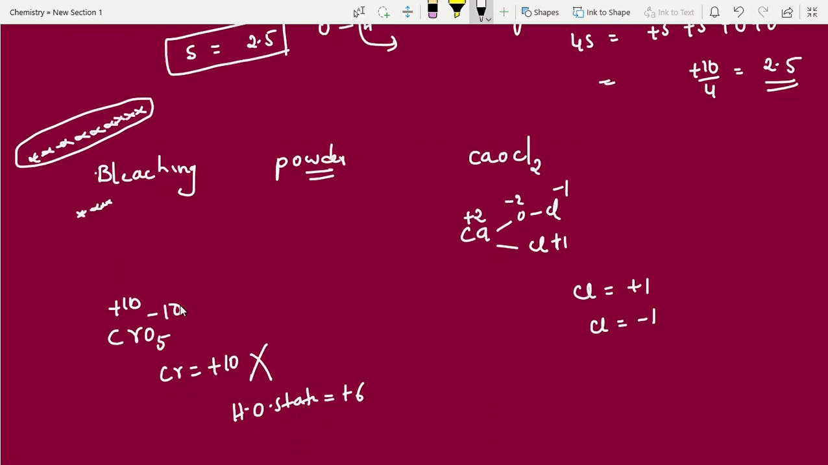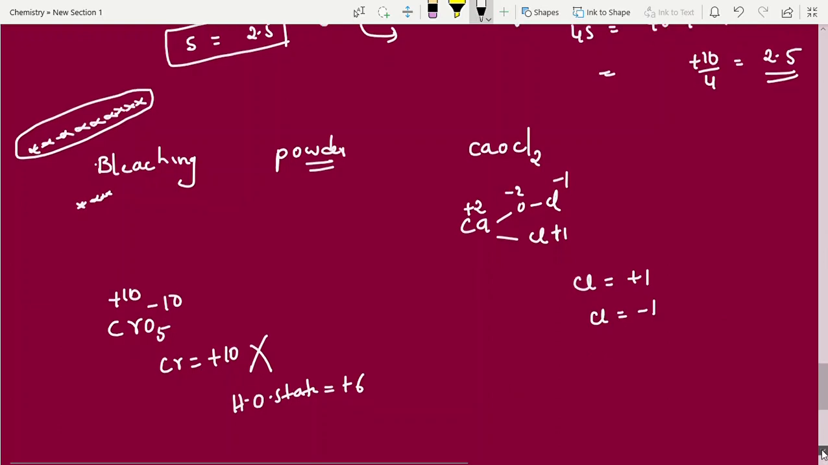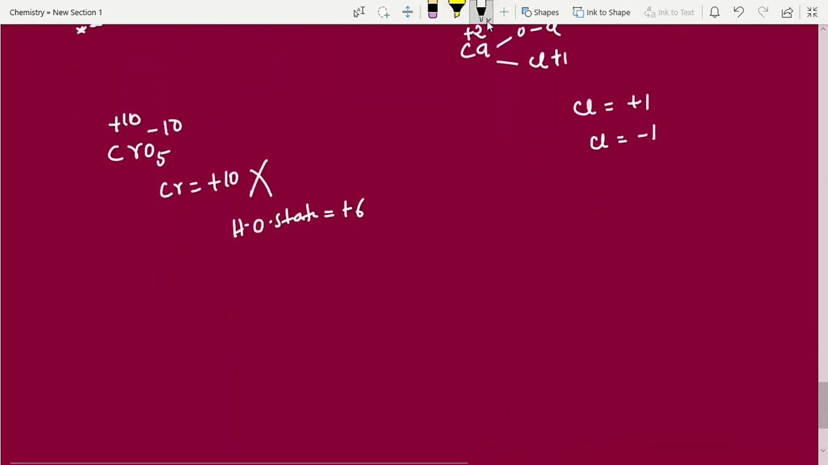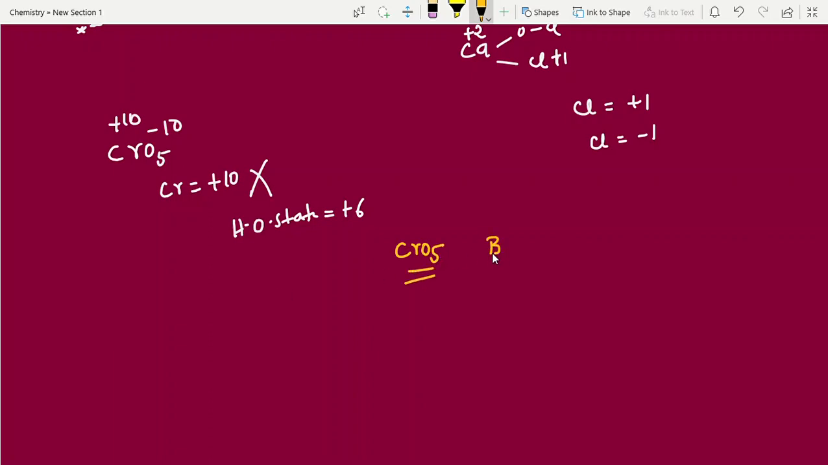But how to do this one? If you are getting more than the group number oxidation state, then definitely those molecules have peroxy bonds. Peroxy is nothing but more than one oxygen linked together. See, CrO5 is a butterfly structure.